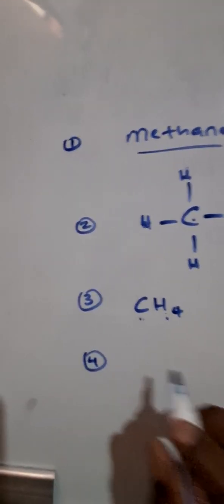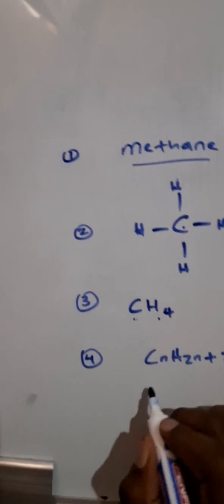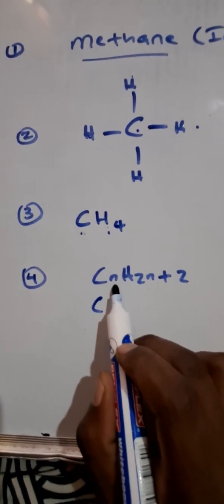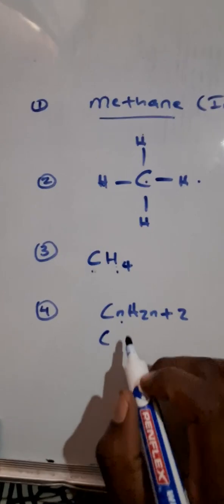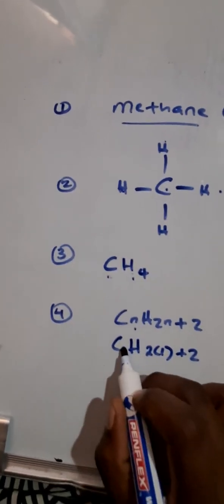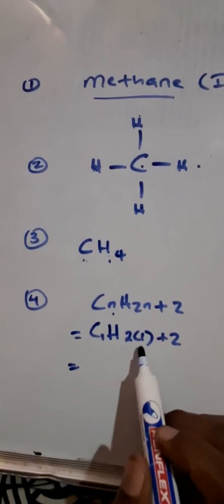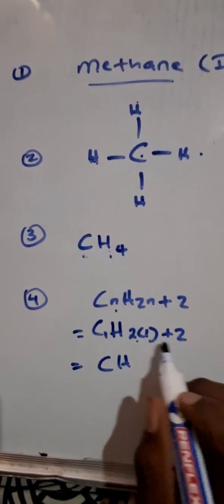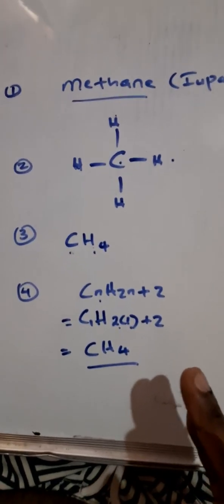Then number 4, it's the molecular formula. You use the general formula to determine the molecular formula. So it will be C, then here it's n. The n stands for the number of carbon atoms. So how many carbon atoms do we have? We have 1, so I can write 1 here. So I'll say 2 multiplied by 1 plus 2. Let's write it out for the sake of those who might struggle with this. The 1 just represents the number of carbon atoms. So it will be CH. Then 2 multiplied by 1 is 2. Then 2 plus 2 becomes 4. So this becomes the molecular formula.